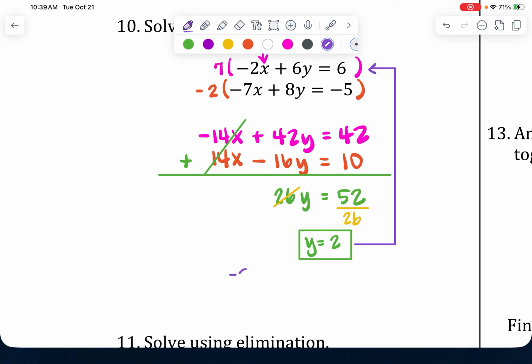So here we go, negative 2x plus 6 times y, which I just found out was 2, equals 6. And then I'm going to solve this algebra equation. Obviously, that gives me 12. So we're going to subtract 12 to the other side. So we're going to get negative 2x equals negative 6. And when we divide by that negative 2, we end up getting x equals 3.